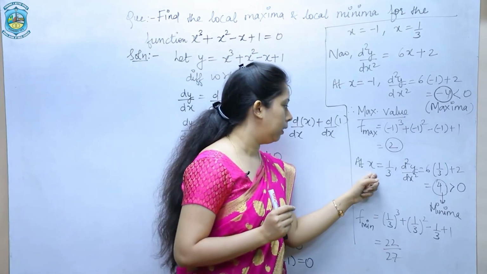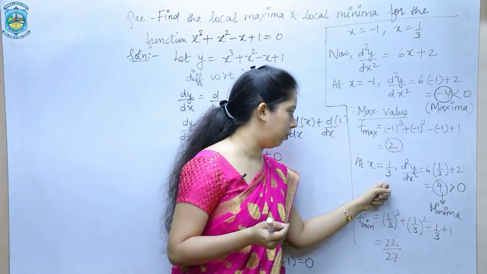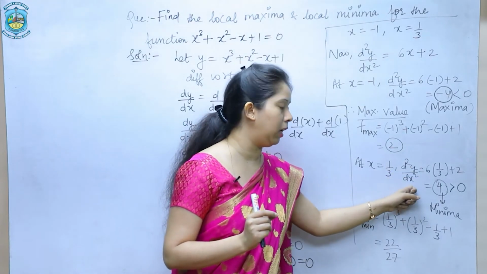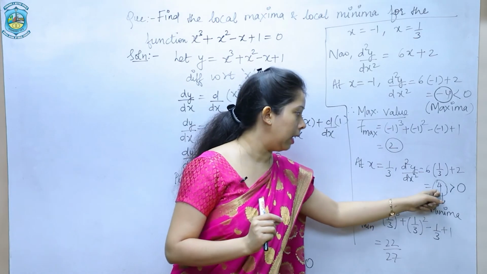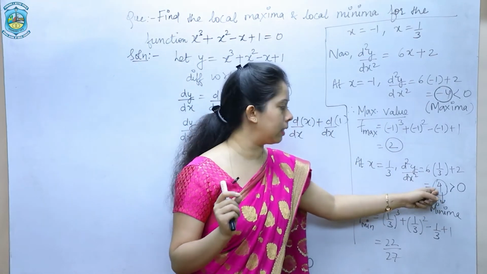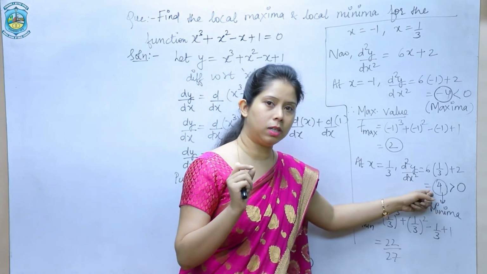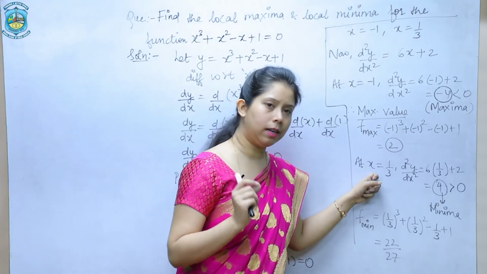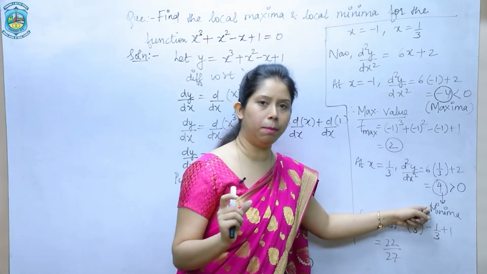Now after that, the second point was x equal to 1 by 3. So substituting x equal to 1 by 3 in the value of d2y by dx square, we are getting a positive value. We are not concerned with the numeric value, we are just concerned with the sign. So here we are getting a positive sign, that is greater than 0. So in this case, at x equal to 1 by 3, we are getting minima.